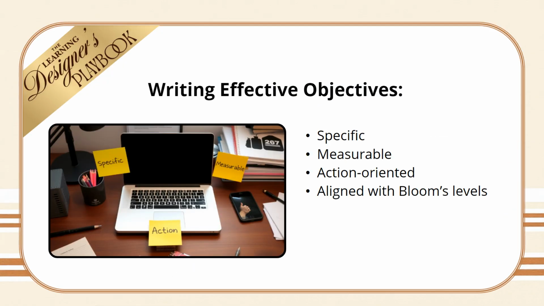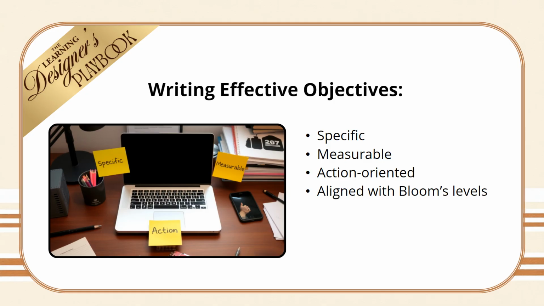Now that we understand Bloom's taxonomy, let's talk about how to use it to write better learning objectives. A learning objective is a statement that describes what the learner will be able to do by the end of instruction. Unfortunately, many objectives are vague or unmeasurable. Objectives like understand teamwork or know safety rules sound reasonable but are not specific enough to assess. Instead, objectives must be written with clarity and precision.